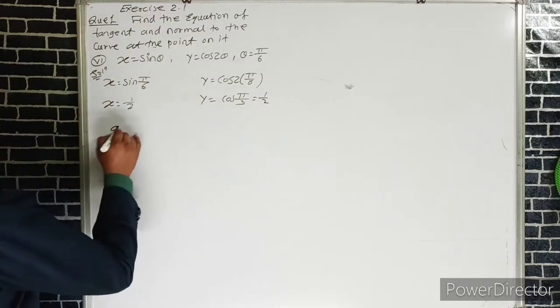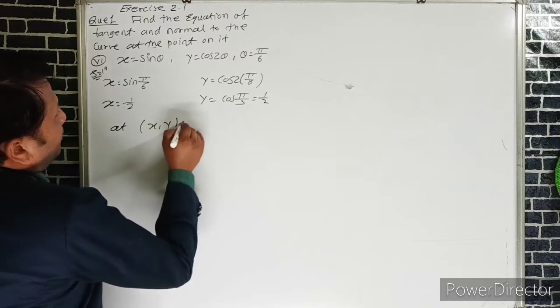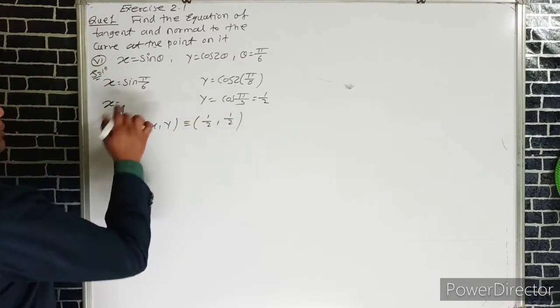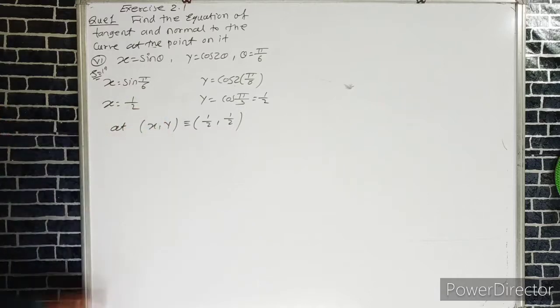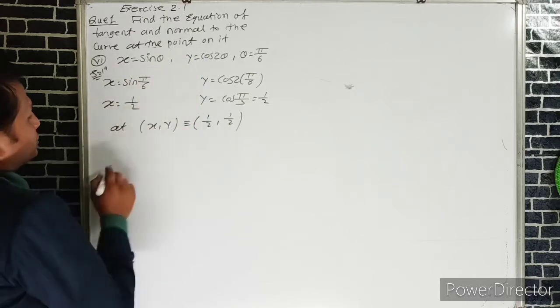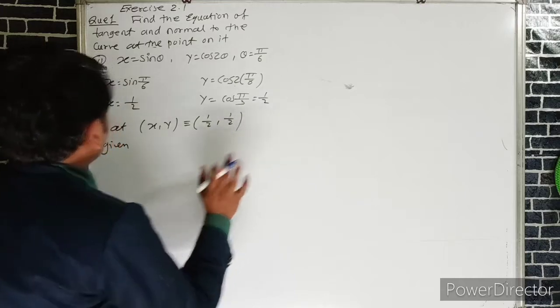Means we have to find the equation of the tangent and the equation of the normal at the point x comma y represented by 1 by 2, 1 by 2. It means the value of x is 1 by 2 and the value of y is also 1 by 2. So here we first have to find the slope. x is equal to sin theta and y is equal to cos 2 theta.